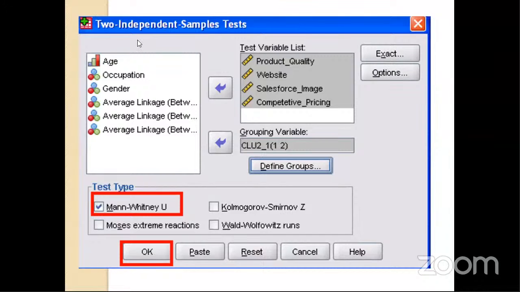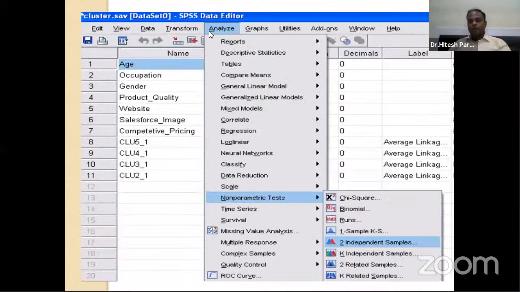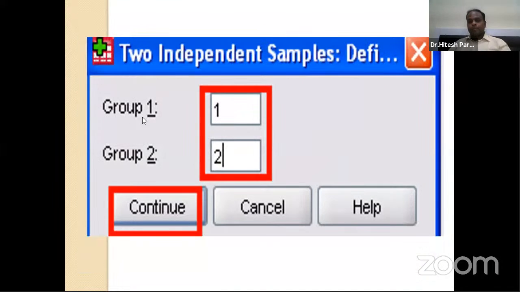Sir, can you just repeat the previous one? Okay. Click on Analyze, Non-Parametric Test. For a higher version greater than 17, then Legacy Dialog and 2 Independent Samples. Transfer all 4 scale variables into the test variable list. Transfer average linkage cluster2_1 as the grouping variable. Click on Define Groups. Select group 1 as 1, group 2 as 2, continue and OK.